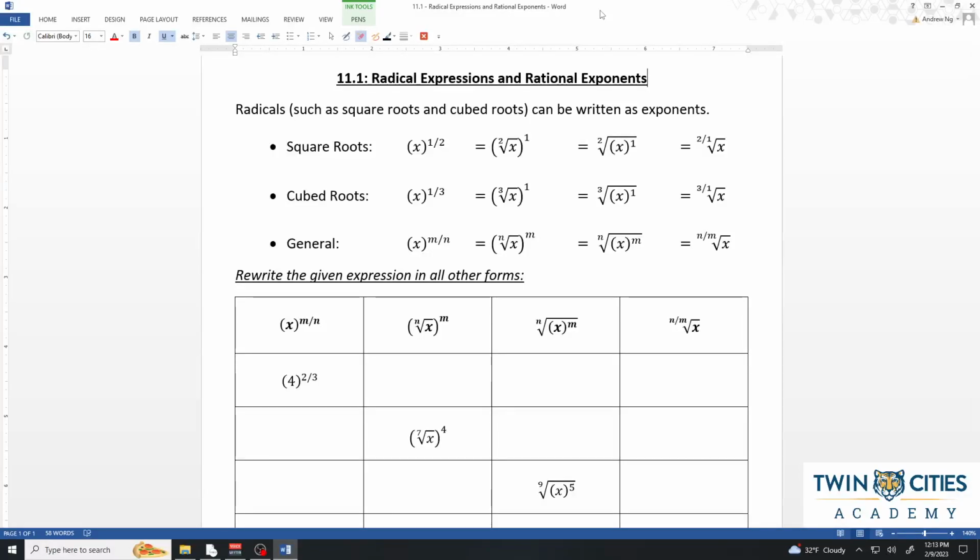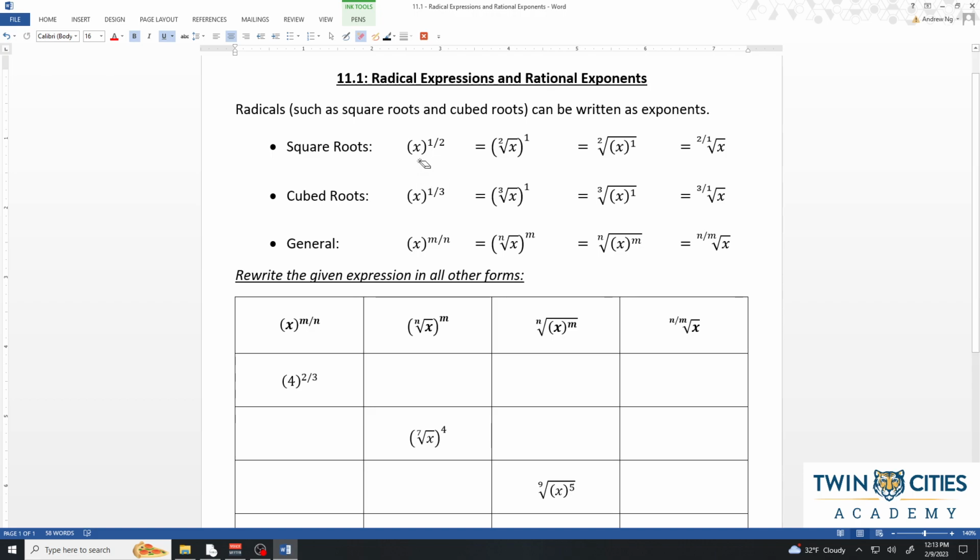Today we're going to talk about radical expressions and rational exponents and how you can translate from one to the other, as well as what all of these different forms are. So let's just start with some square roots.